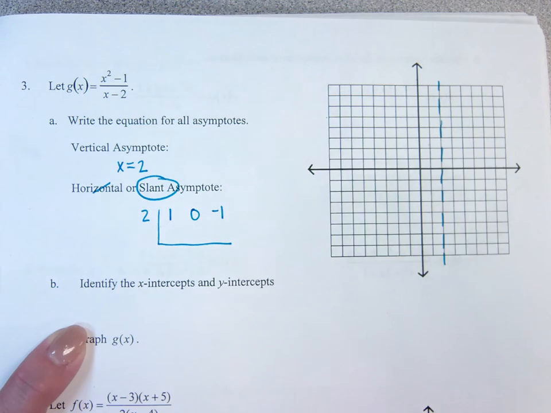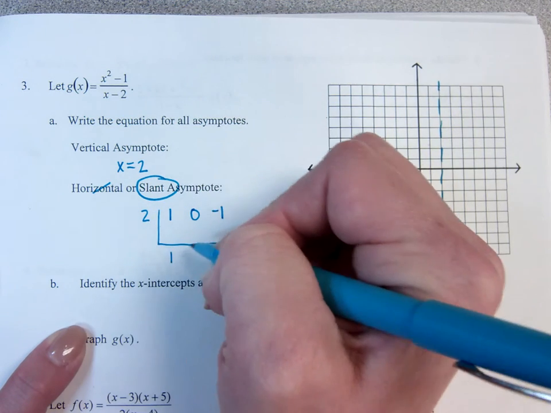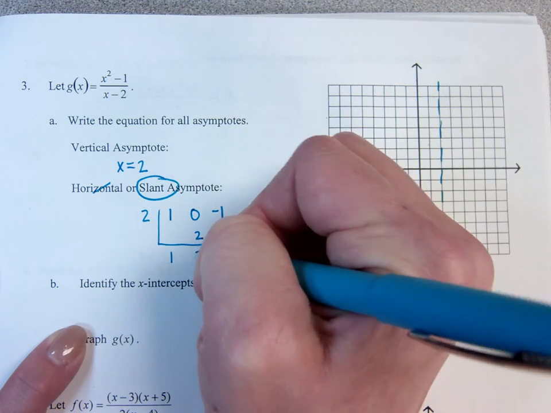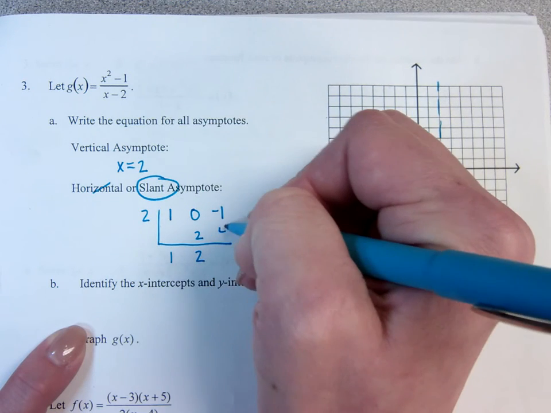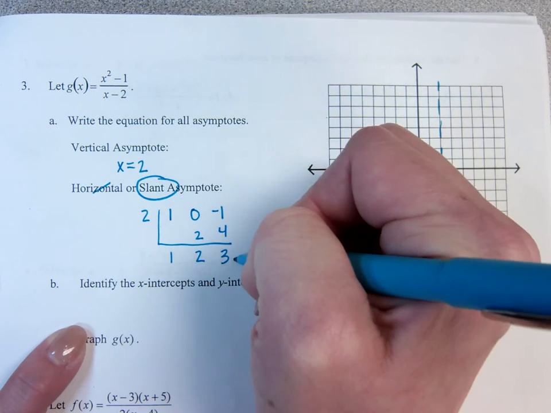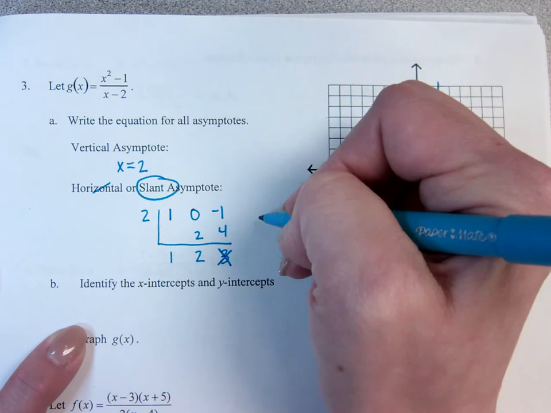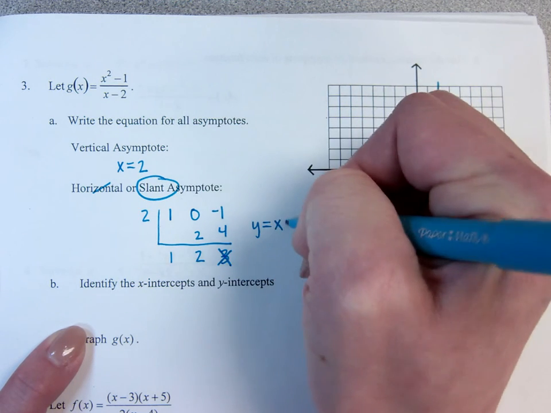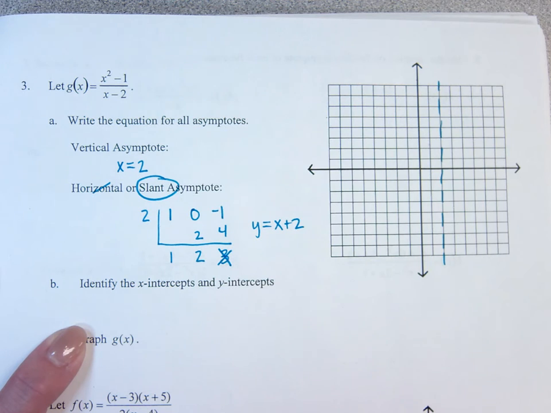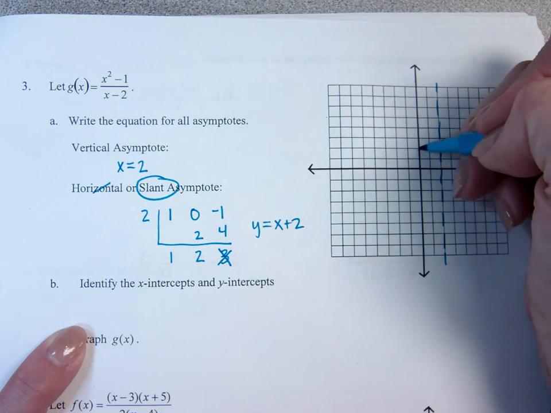Going through and doing our synthetic division, we bring down the 1. 2 times 1 is 2. This becomes a 2. 2 times 2 is 4, and then we add these together and we get 3. That's the remainder. We don't need that, so we can just cross that out. So our equation is y equals x plus 2. So we can go ahead and graph that as our slant asymptote on the graph.